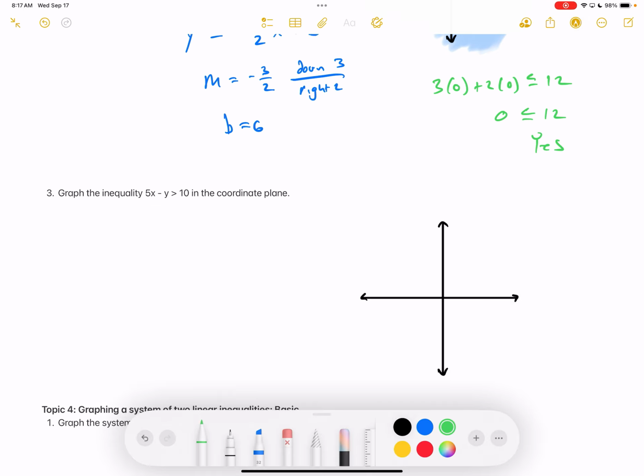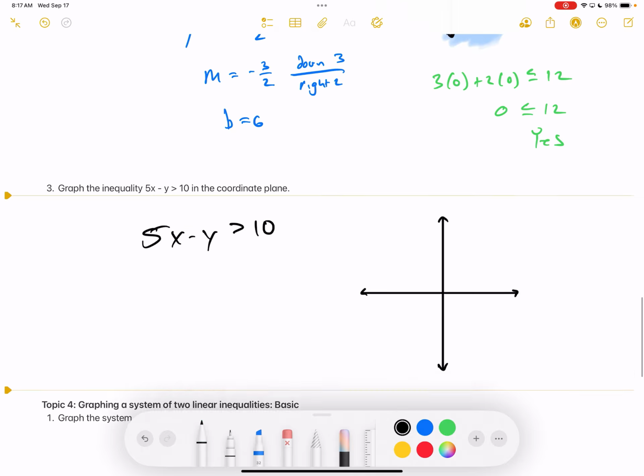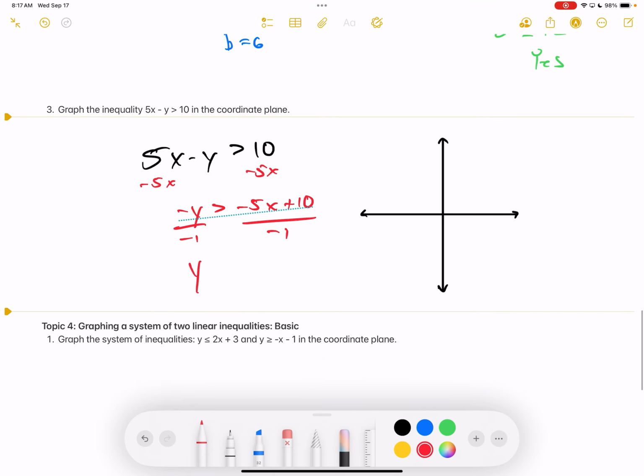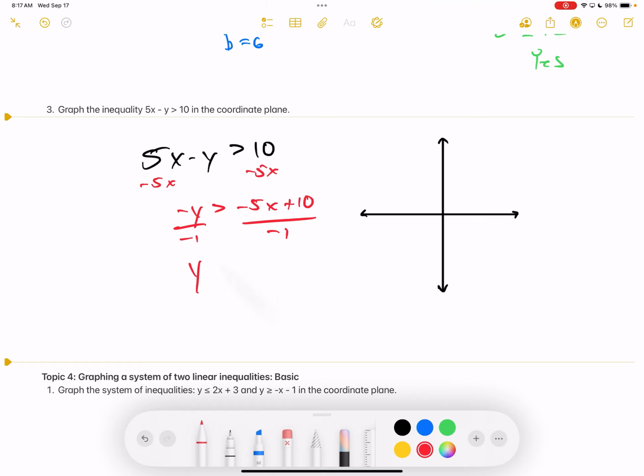5x minus y is greater than 10. So same idea on this one. Got to solve for y, so I subtract 5x from both sides. I get negative y is greater than negative 5x plus 10. Then to get y completely by itself, because it's negative, I'm going to divide everything by negative 1. When I divide by negative, what happens? I flip the sign, so negative 5 divided by negative 1 would be positive 5. 10 divided by negative 1 would be negative 10.